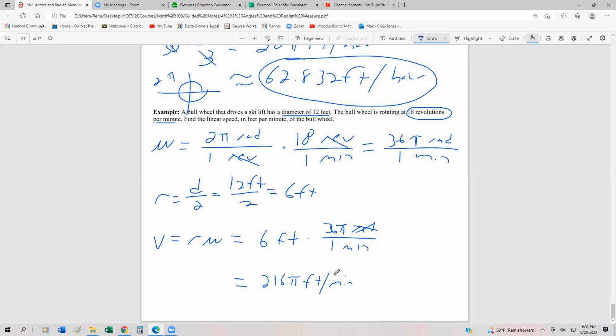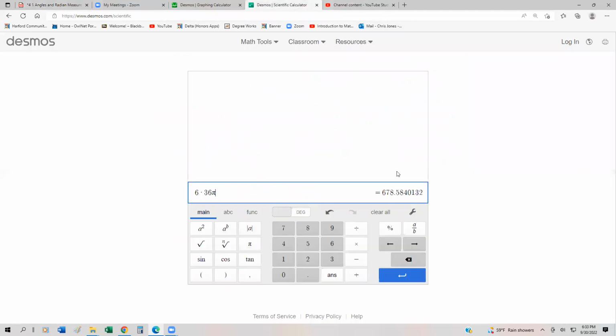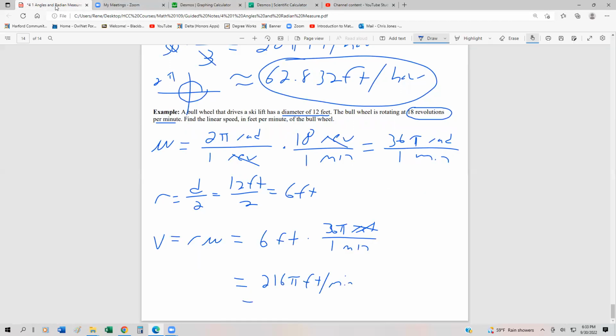We should probably get an approximation for this as well. So 216, we're going to multiply that by pi, and that's going to give us 678.584. That's going to be approximately 678.584 feet per minute. All right. And so that's how we can go through and use this angular velocity to help us find the linear velocity.